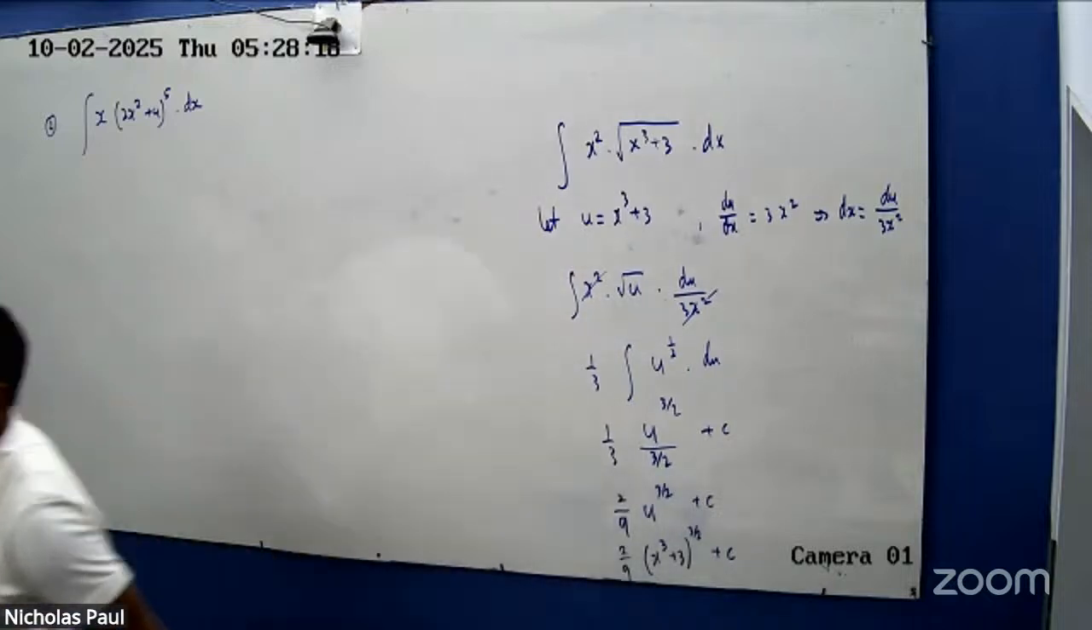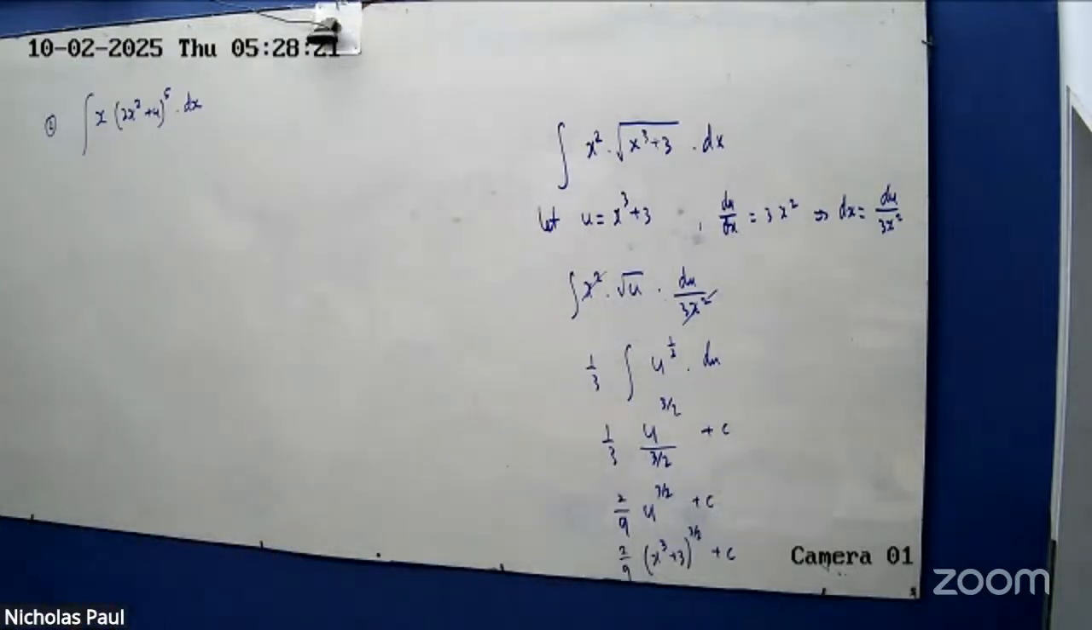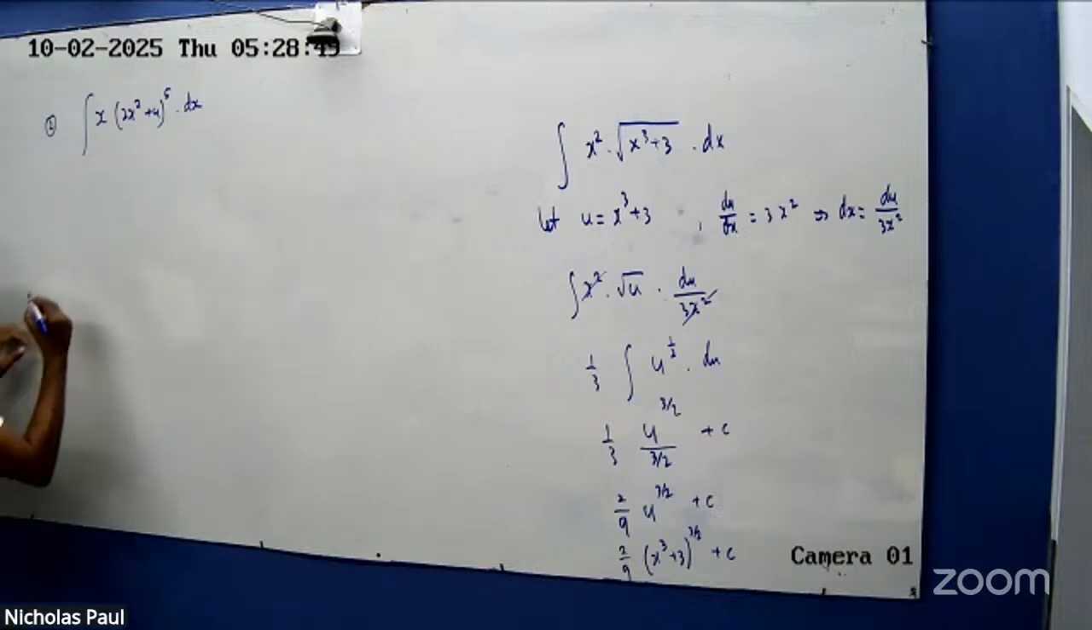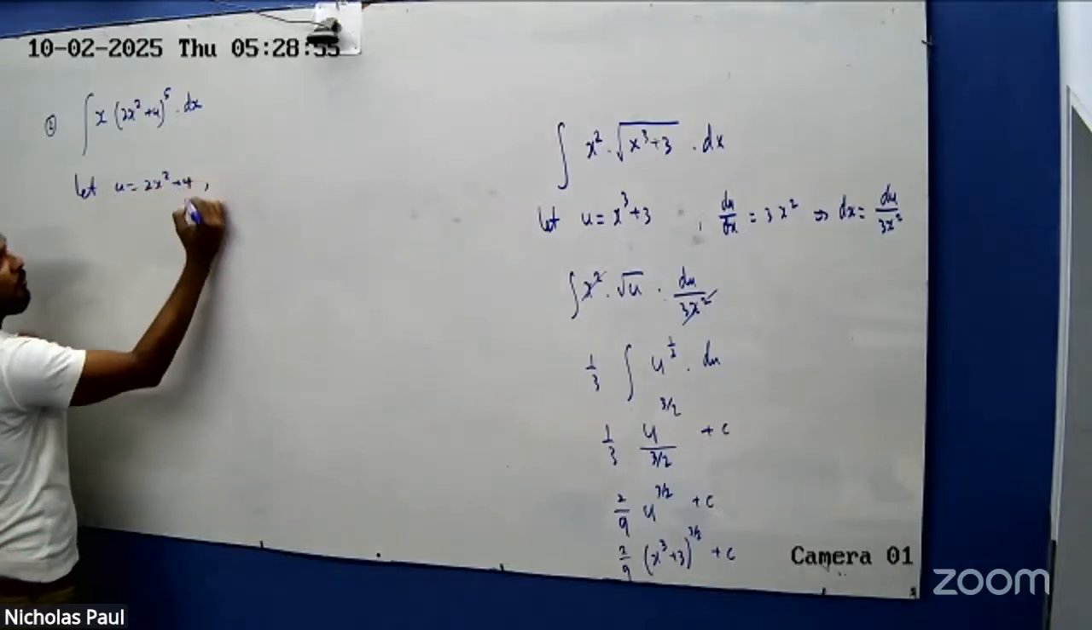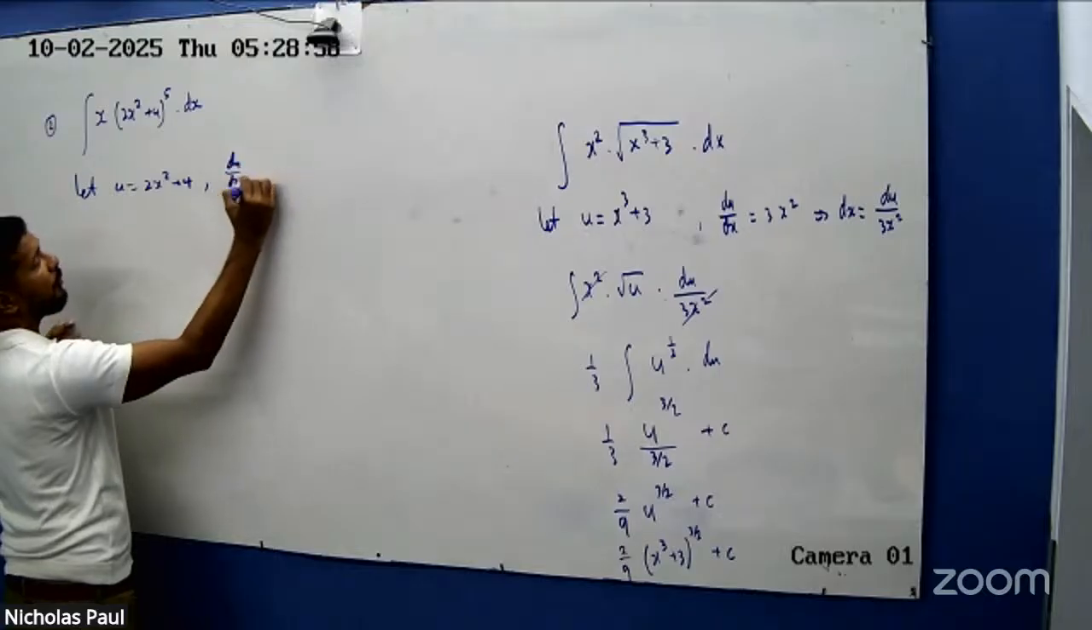Y'all done? Let's go. Right, so let u equal to 2x squared plus 4. Remember, we have to differentiate it. We have to find du dx.